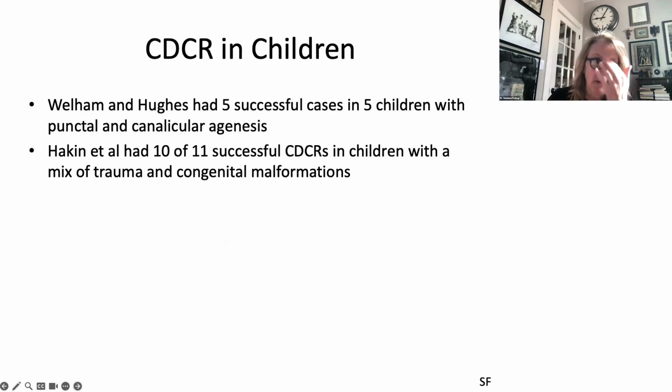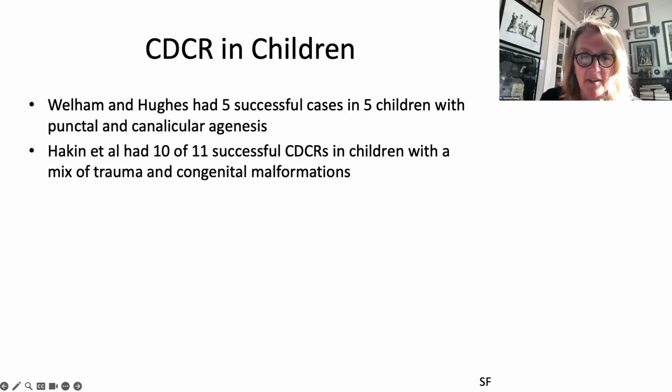CDCRs in children, we don't do very often. Wellham and Hughes described 5 cases in 5 children with punctal and canalicular agenesis. I think for these to have long-term success, they must have made these children sit in a chair their whole lives because they tend to fall in or fall out, even in highly reliable adults. And if you sneeze, they can blow out. So it requires a very high amount of compliance for patients to keep these in place.